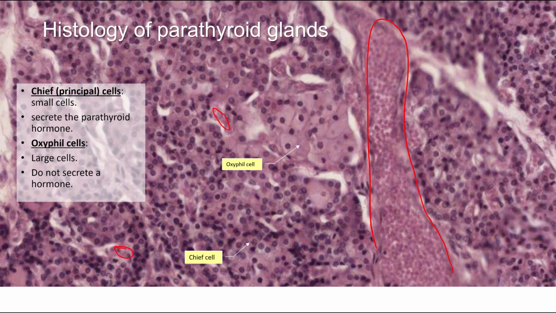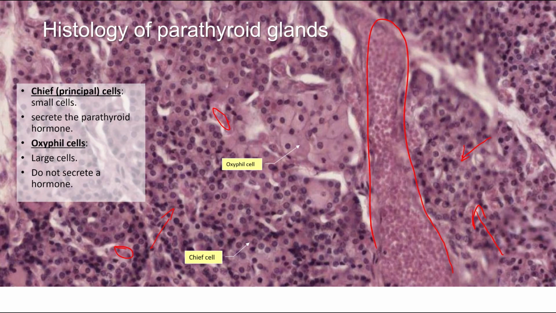They have a lot of blood vessels because they secrete into the blood, and most of the cells are called chief cells or principal cells. They secrete the parathyroid hormone, which increases the level of calcium in the blood, the opposite of calcitonin.